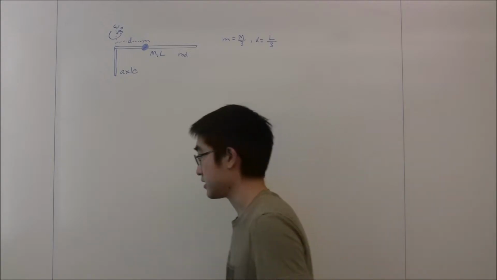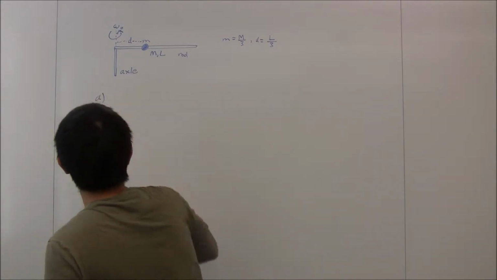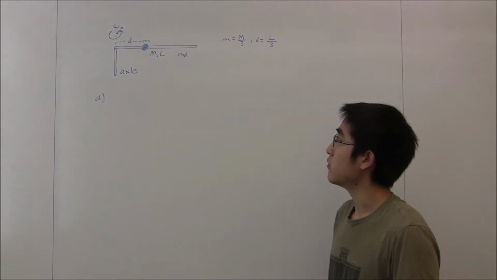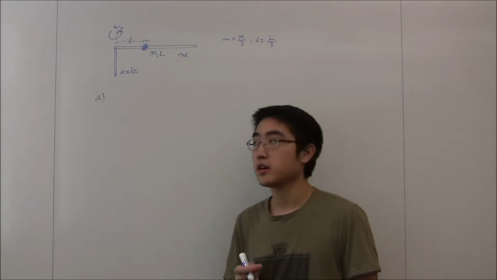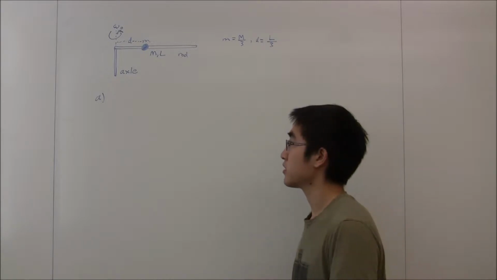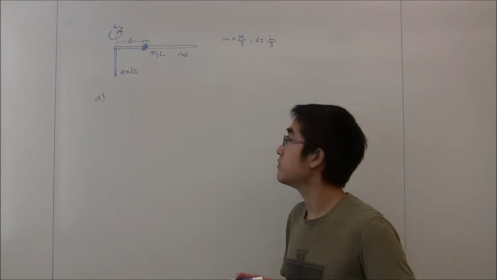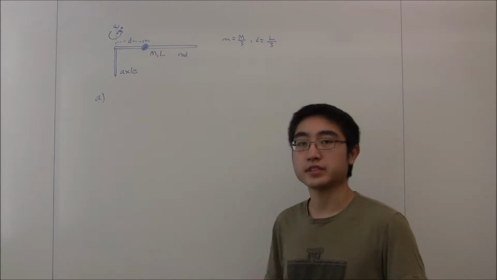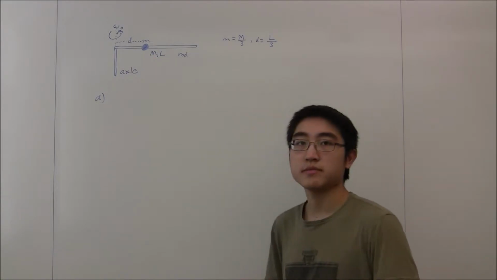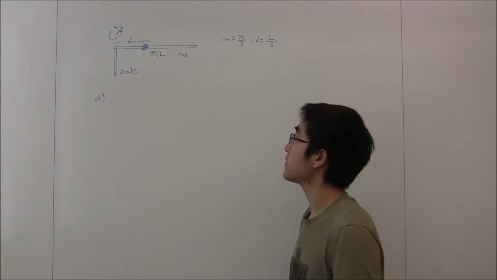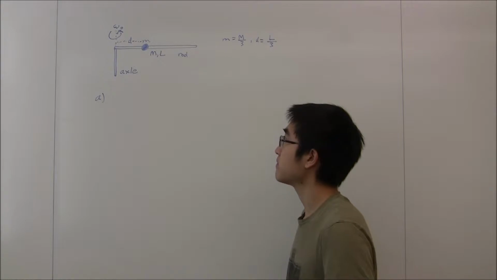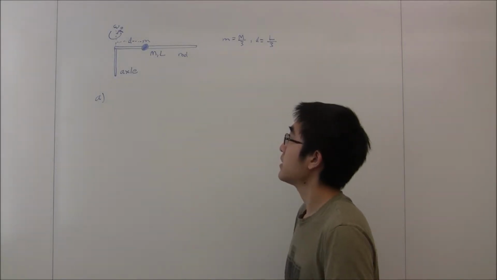And in part A of the problem, we're asked to figure out which quantities of the bead-rod system are conserved. Now notice that the axle can exert forces on the bead-rod system, which means that the net external force on the system is non-zero. Since an external force on a system causes a change in momentum in the system, this means that momentum is not conserved.